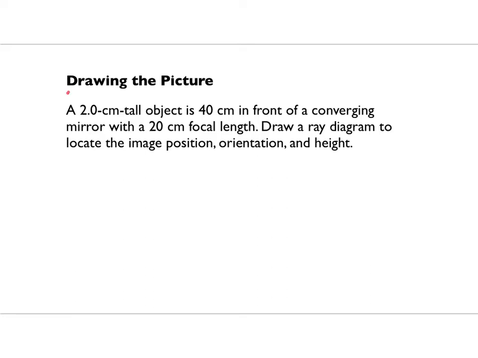I want you to draw a ray diagram that shows the image for the following situation. A 2 centimeter tall object, 40 centimeters in front of a converging mirror with a 20 centimeter focal length. You want to locate the image position, its orientation, and its height. We're going to start by drawing the picture, so I want you to pause the video and draw a picture.